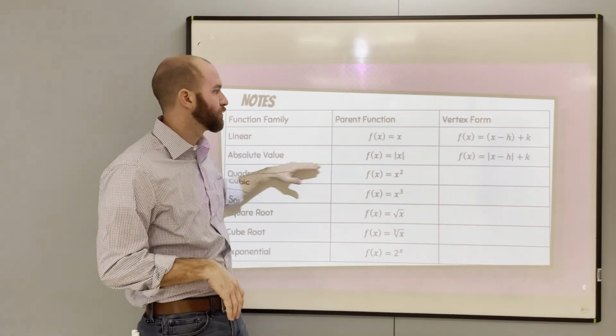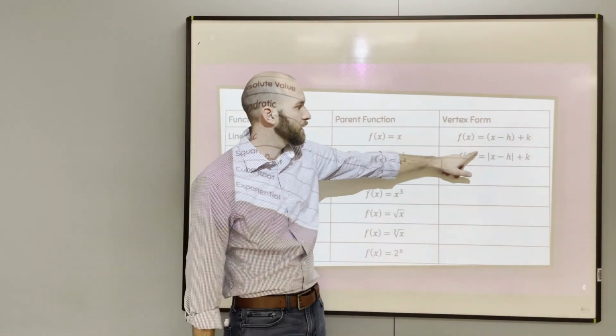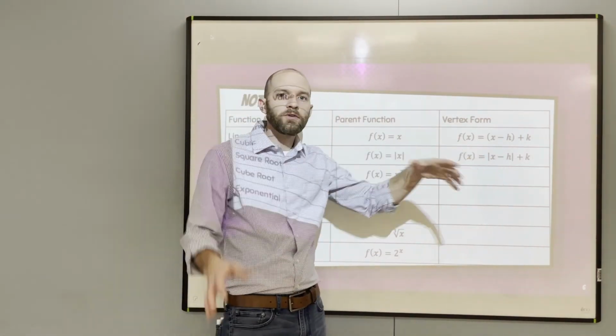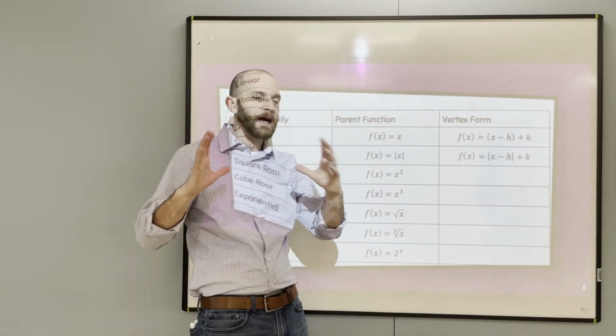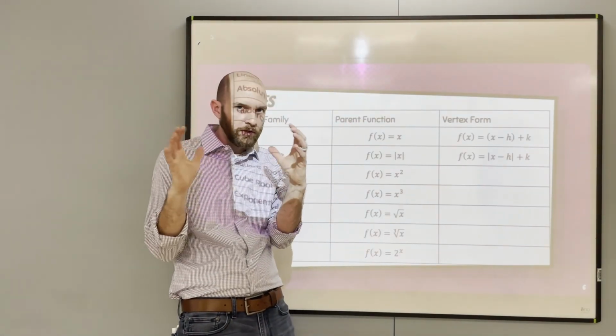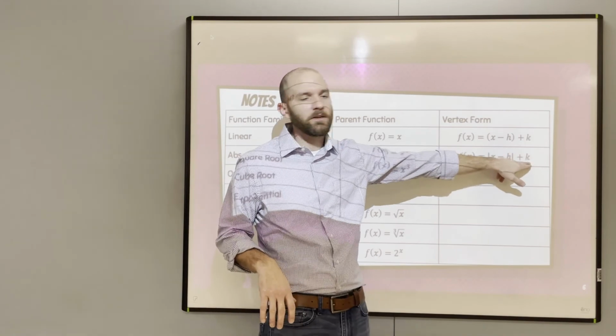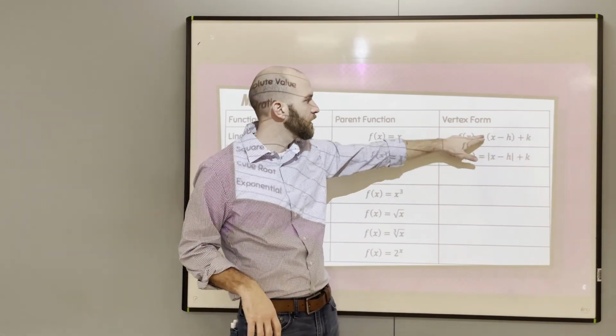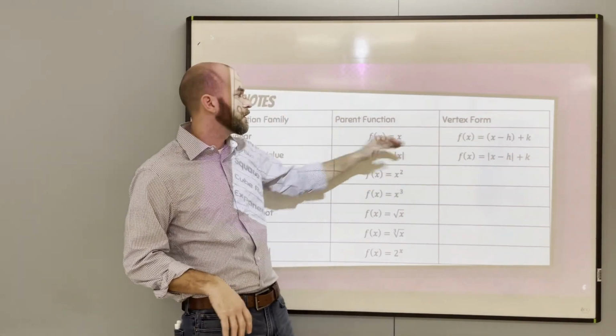And let's take a look at the absolute value and notice that we put the x minus h together inside of the absolute values, which kind of act like parentheses here, kind of bundling it together, and then plus k is on the outside. We see some similarities with our linear function here.